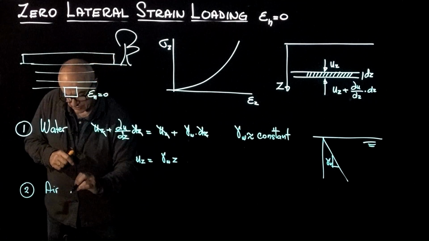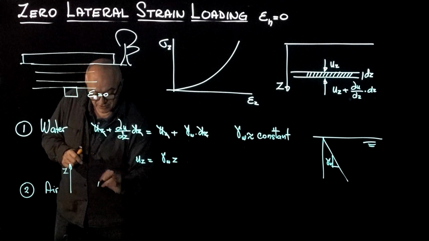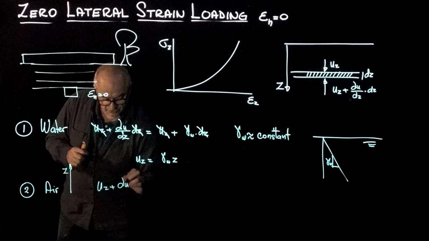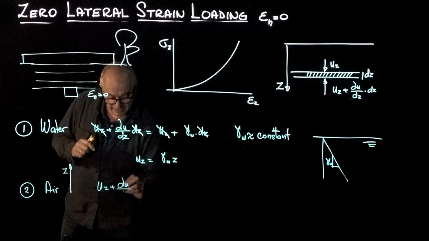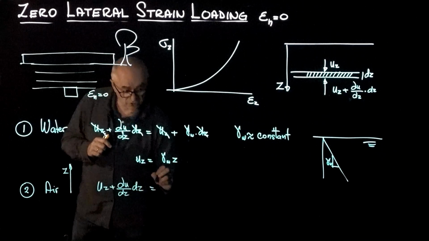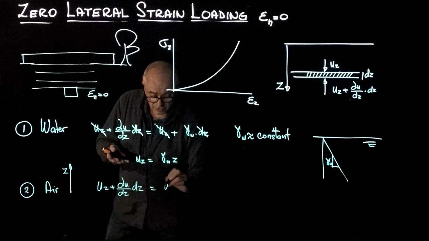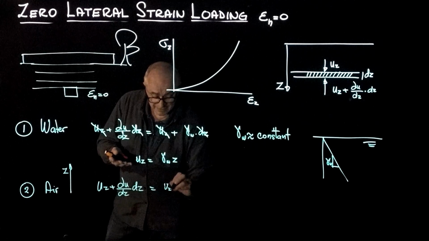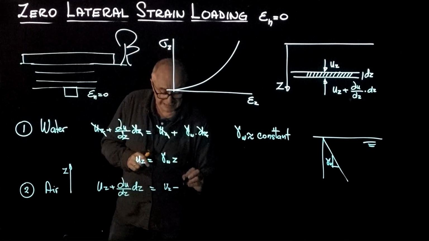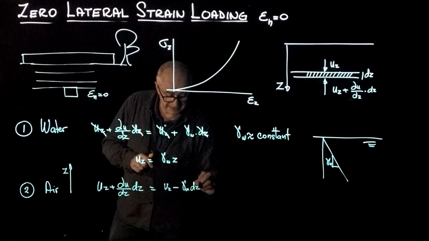So we are going to have z going upwards, and the equation becomes u_z plus the gradient of u, now the pressure in the air, dz, is going to be equal to the pressure at a lower elevation, u_z, minus the weight of the slice that is pushing down, which is gamma_air times dz.